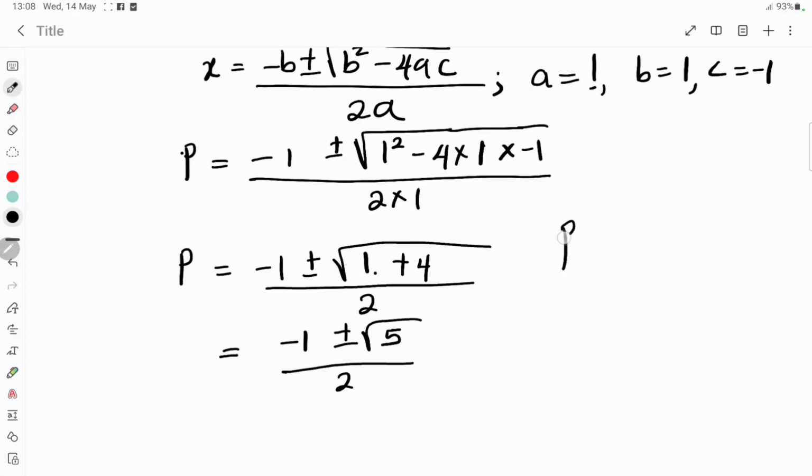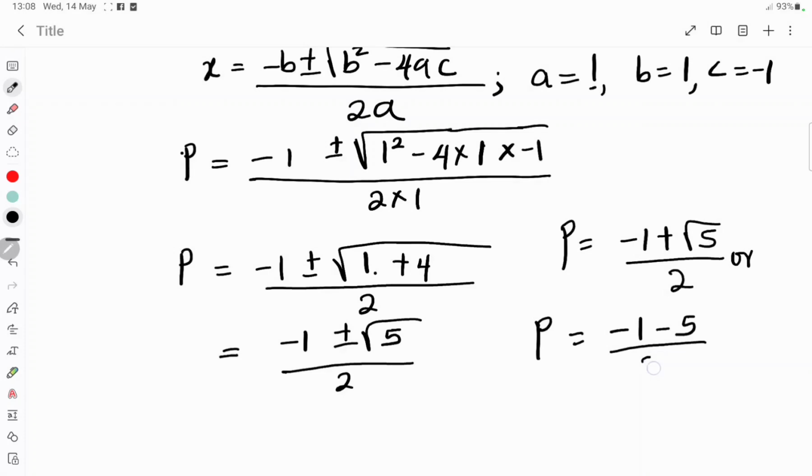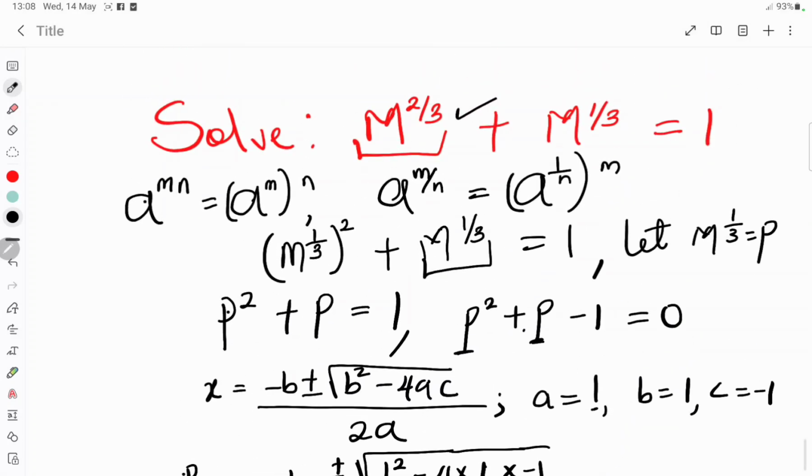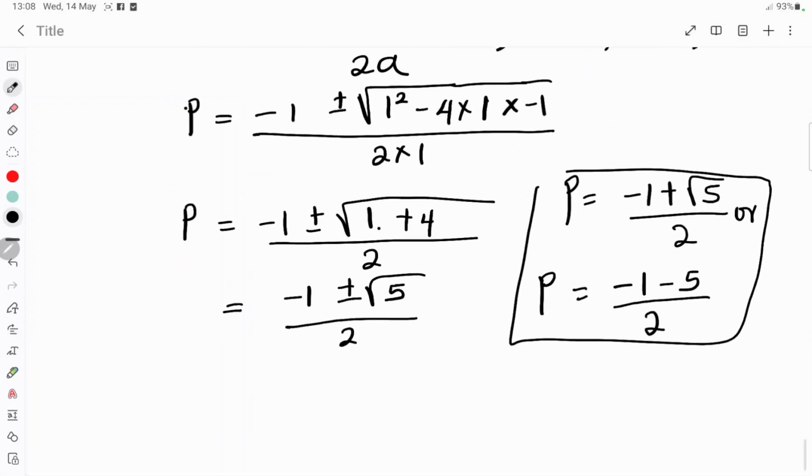So you see that p can now be, for the positive value, minus 1 plus root 5 over 2, or you say that p is equal to minus 1 minus root 5 over 2. Okay, and those are the only possible values of p. But in our question, the goal is to find m. And we have defined p in terms of m.